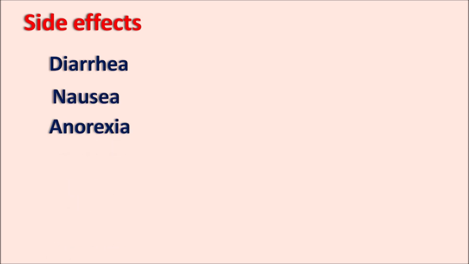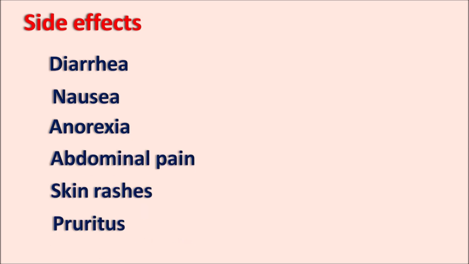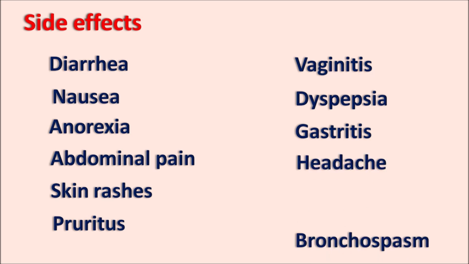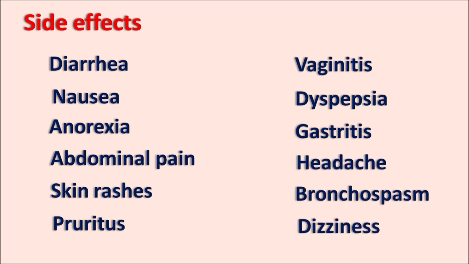What are the side effects? Azithromycin generally produces a few side effects such as diarrhea, which is because of Clostridium difficile infection, and it can also produce nausea, anorexia, loss of appetite, abdominal pain, skin rashes, pruritus, and infections like vaginitis. It can also produce gastrointestinal side effects like dyspepsia as well as flatulence and gastritis. Headache, bronchospasm, and dizziness can be observed with this azithromycin.